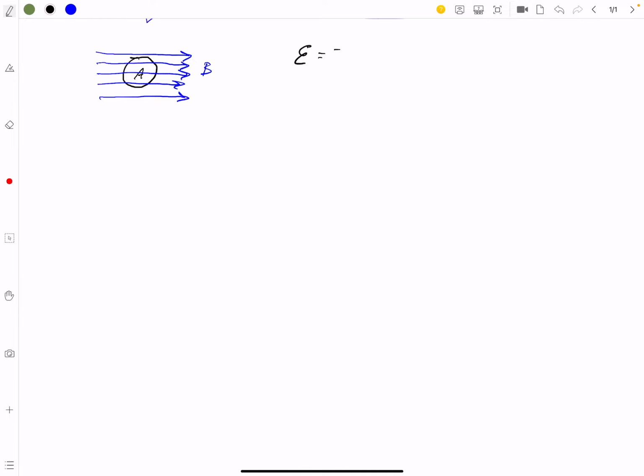EMF equals minus d phi dt, and this is phi m, of course. What is phi m? Well, let's write it out. Phi m is equal to our B A cosine of theta. But now we're going to spin this sucker. So our cosine of theta is going to change. It's going to be moving around. Theta is now a function of t, or we could call it straight up omega t.